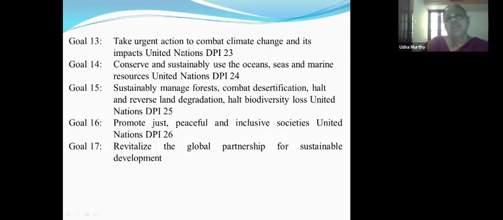But actually, if we can maintain the sustainable usage of natural resources, all these things can be achieved. All these goals can be met.